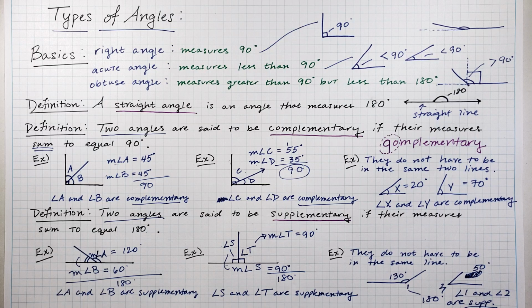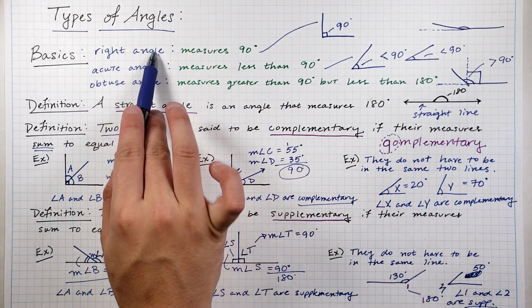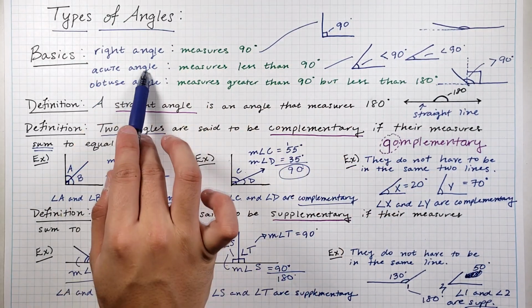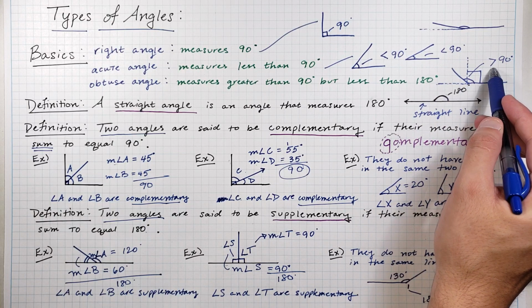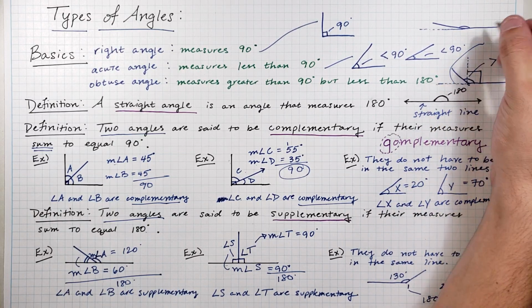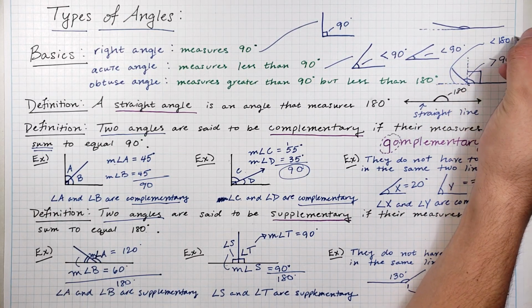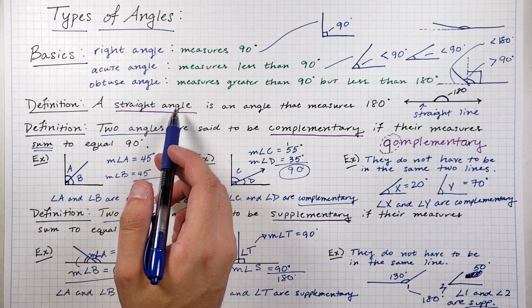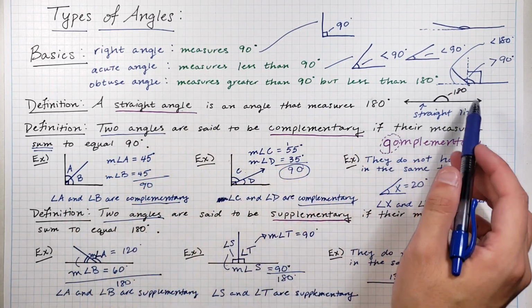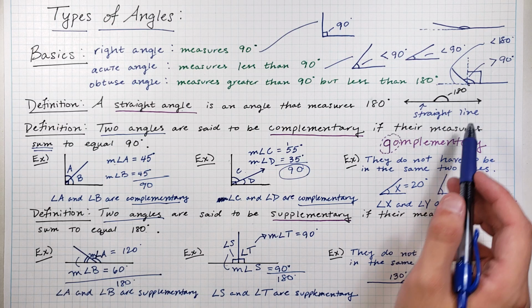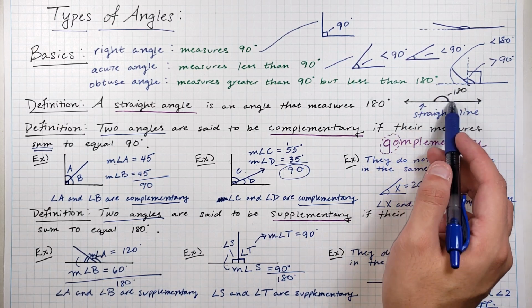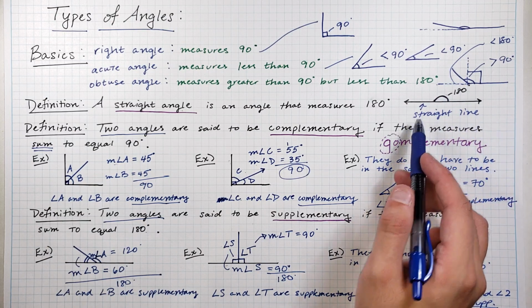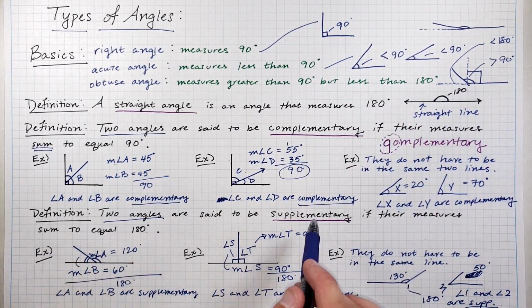All right, guys, that's pretty much it. So just a quick recap. Right angle, 90 degrees. Acute angle, less than 90 degrees. Obtuse angle, greater than 90 degrees, but less than 180 degrees. We talked about a straight angle. A straight angle is just the angle that comes from a straight line, and that measures 180 degrees, which was closely related to supplementary.